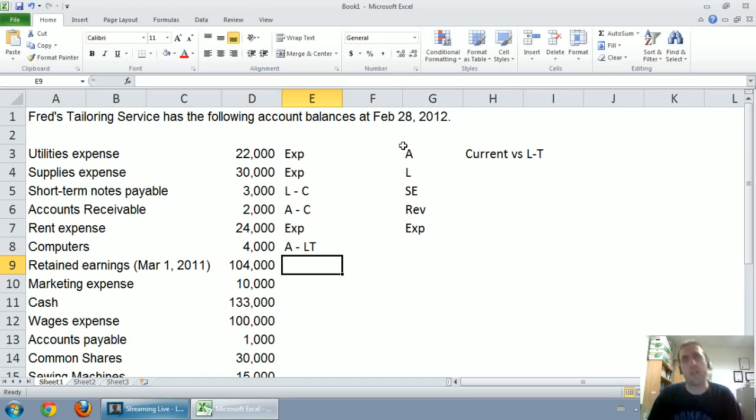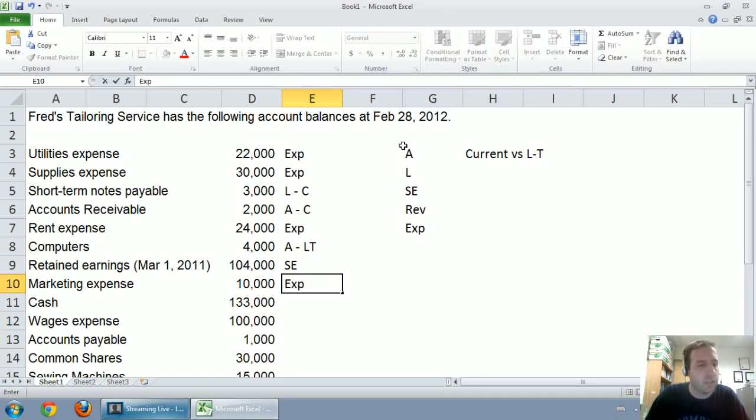Retained earnings, we said a couple of key shareholders' equity accounts that you just have to remember are retained earnings, common shares, and we said dividends we're going to classify as shareholders' equity. It's not technically shareholders' equity, it's an account that affects our shareholders' equity, though.